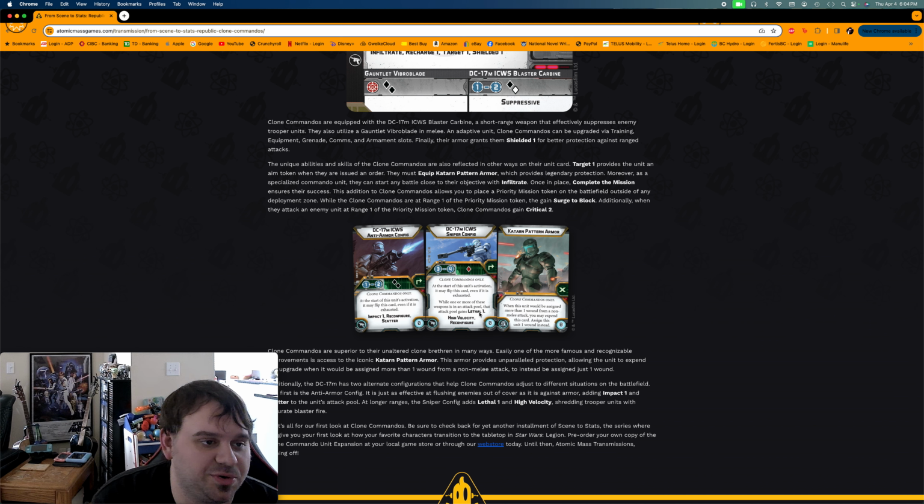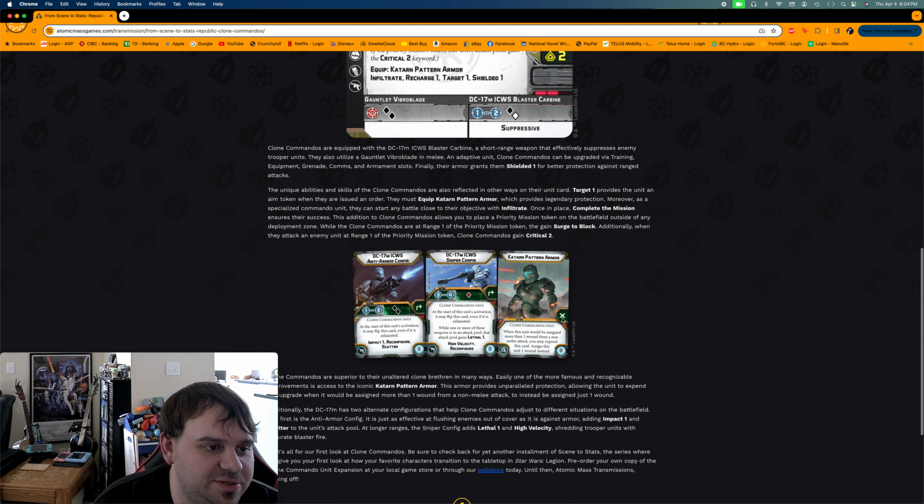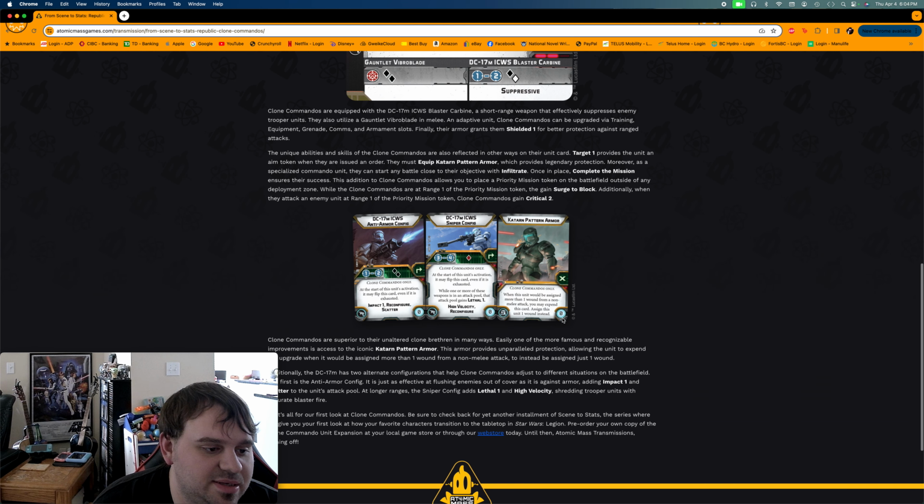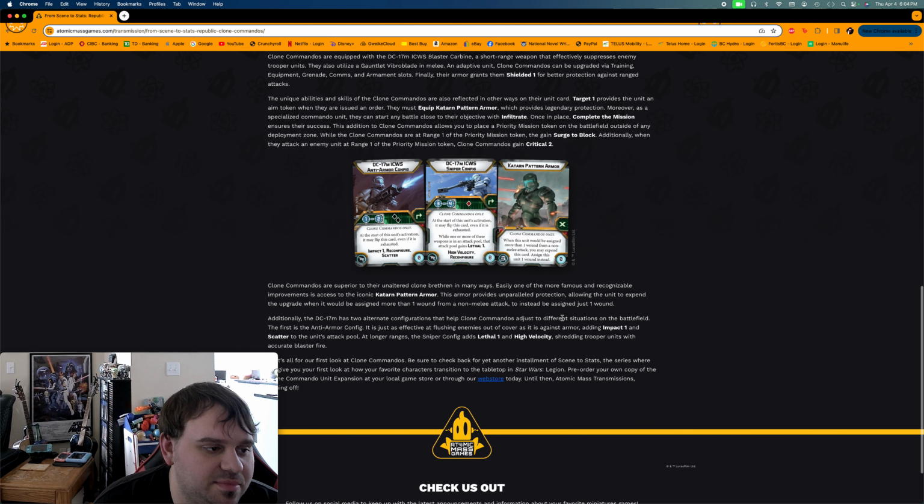You don't need to be short range. You can be longer range. And then the pattern armor has, when this unit would be assigned more than one wound from a non-melee attack, you may expend this card, assign this unit one wound instead. Okay. So basically saves you from losing a guy. It's going to be really good.